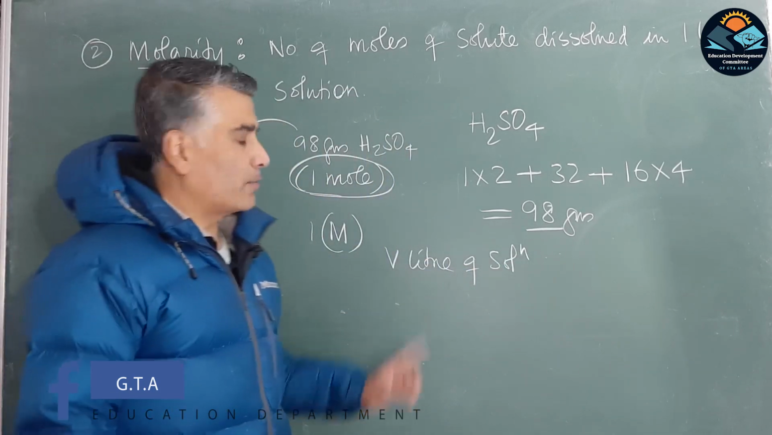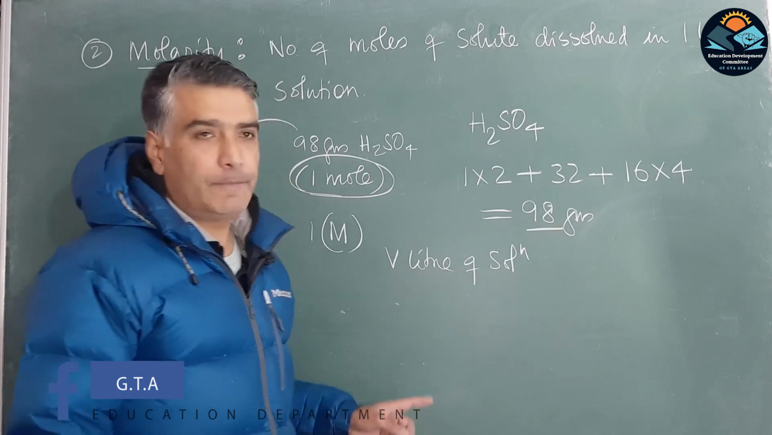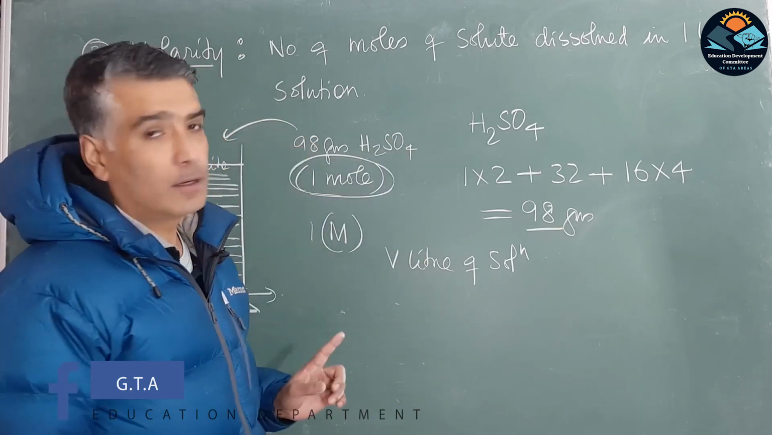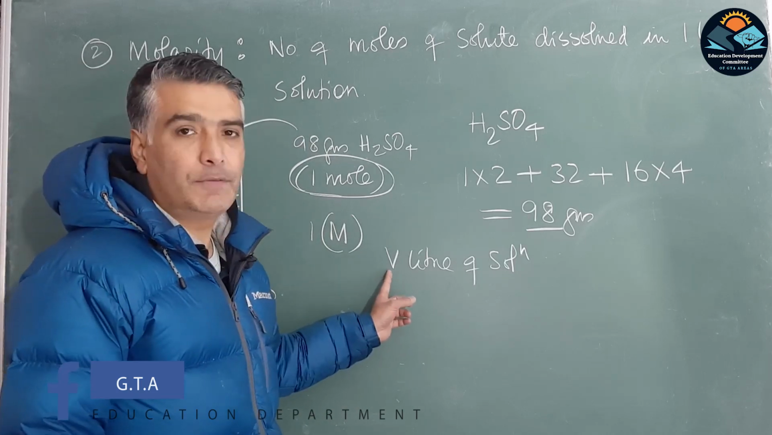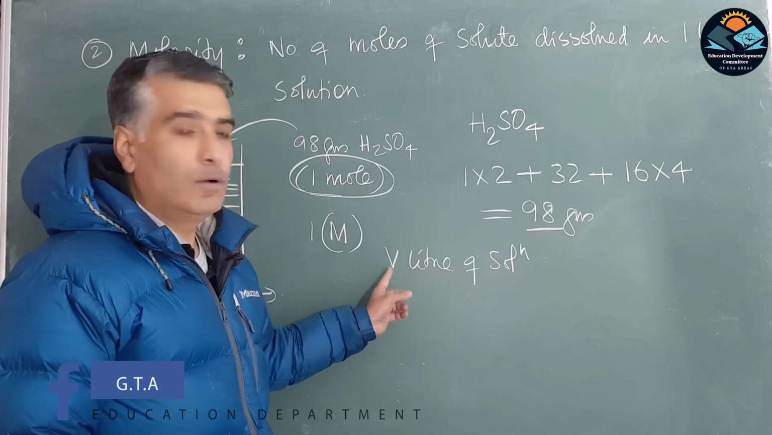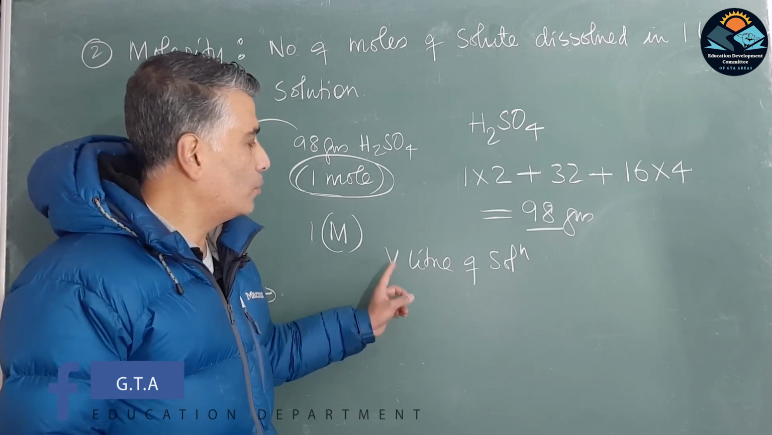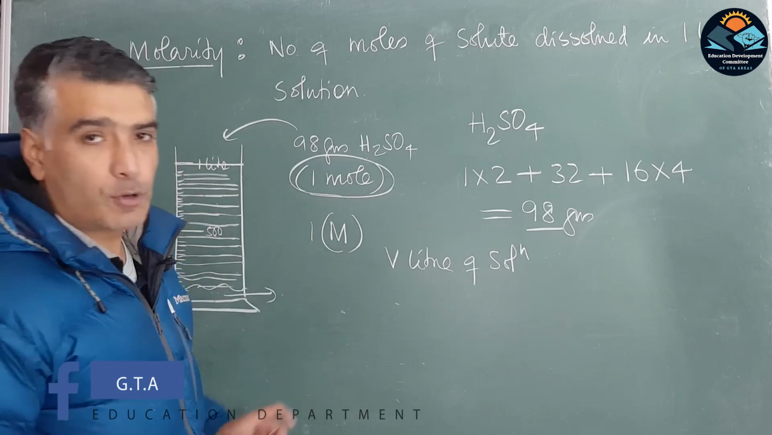I've got V liter of solution. By taking V liter, I have broken that constraint of 1 liter. I need not have 1 liter. I can have any amount. That's why I've taken V liter. This V could be half liter, 1/10 of a liter, or 20 liter. V can represent any volume of the solution. So I've got V liter of the solution.